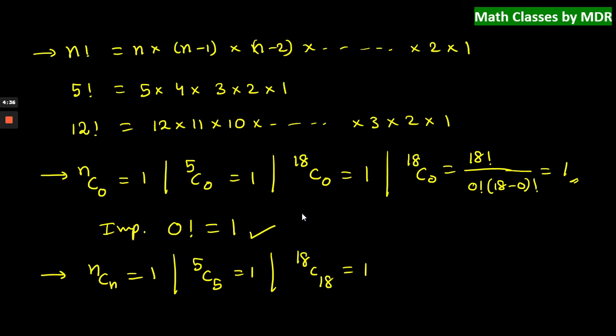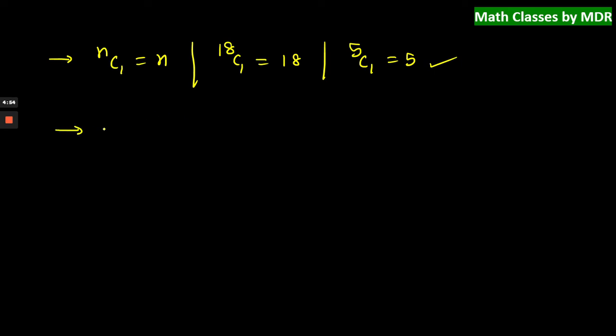Similarly, one more formula: nC1 is equal to n. It means that 18C1 is equal to 18, or 5C1 is equal to 5. And last but not least, nCr is always equal to nC(n minus r). So these are the basic formulas that we are going to use in solving the problems from this exercise. Now let us start.